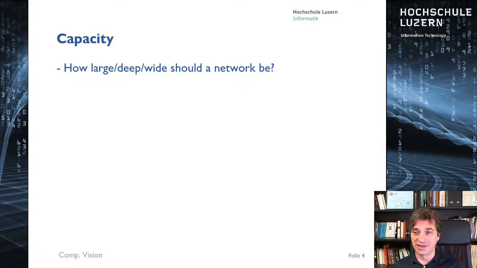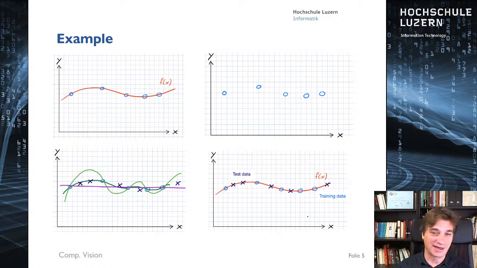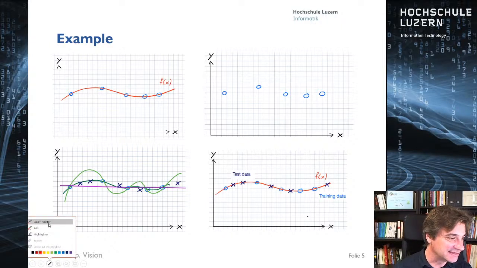But how deep should it be? And maybe we have another possibility. It could be wider, with more channels, more neurons per layer, at the end more filter operations. So the question is how large, deep or wide should the network be? I'll try to make some quick illustration here to get some feeling for that.